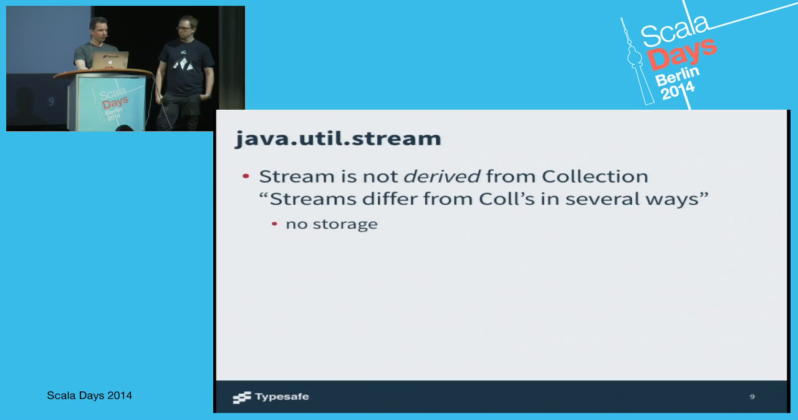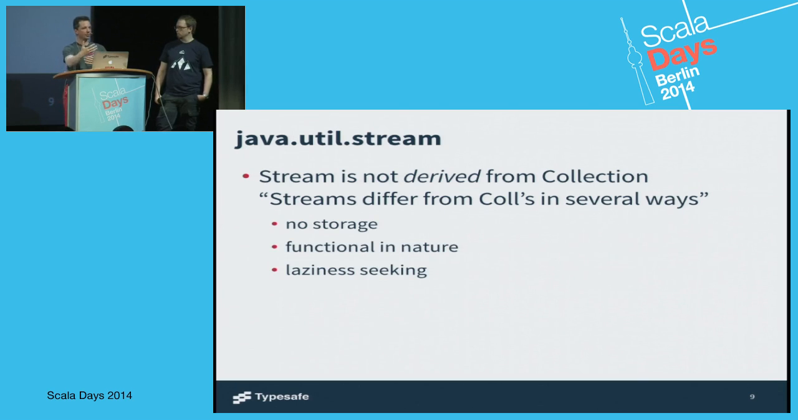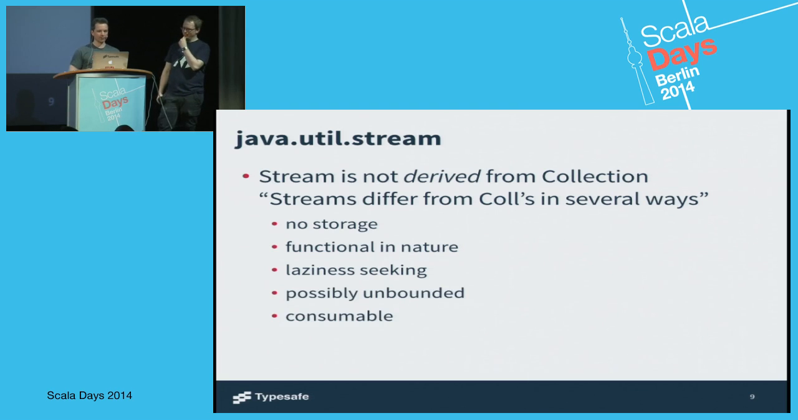They don't focus on storage. They're functional in nature, so you describe the transformation. They are lazy: you describe the transformation before it happens, so just saying .map will not actually run the transformation. They can be possibly unbounded in size, which is not true for Java collections.